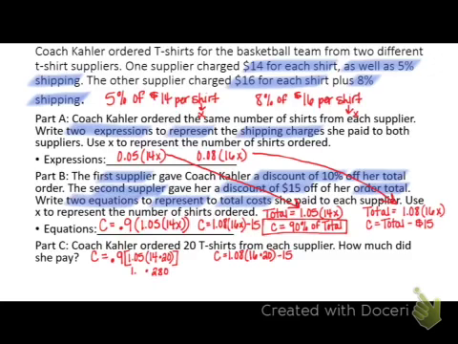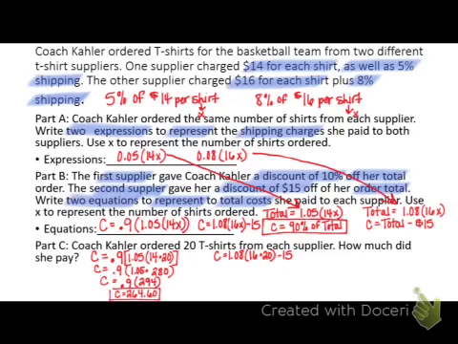We will then multiply that by 105%, which is $294. But because we get a 10% discount, we are only going to pay 90% of that cost. So we will multiply by 90%, telling us that Coach Kayla will spend $264.60 if she gets 20 shirts from supplier 1.